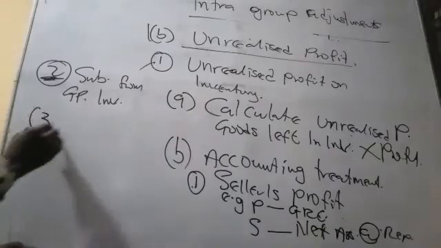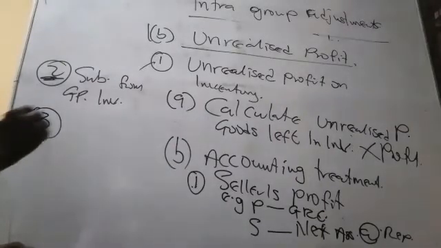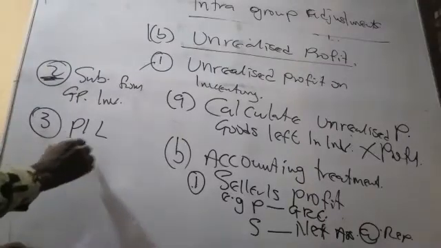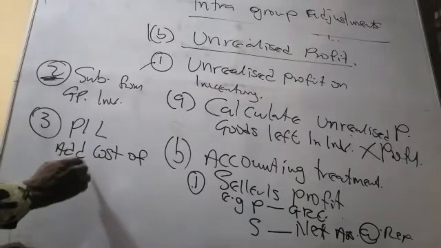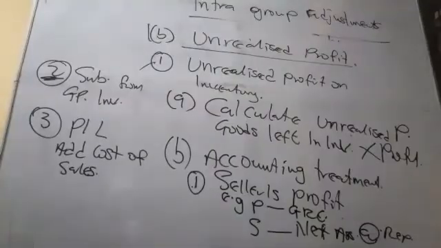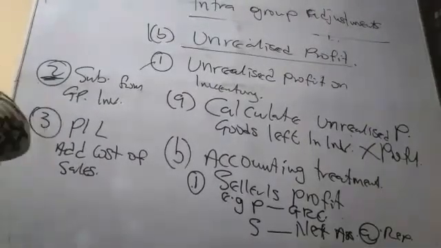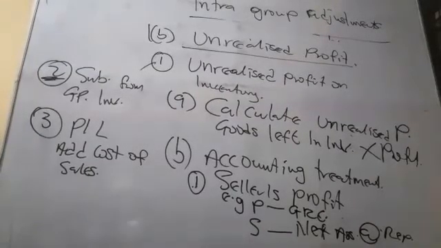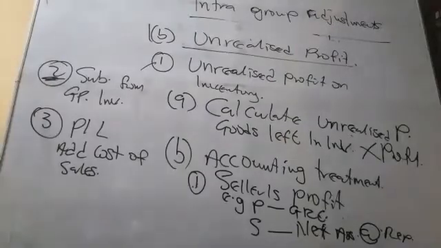So treatment number 3 applies only to the P&L. In a P&L, add it to cost of sales. That's all. You are done.